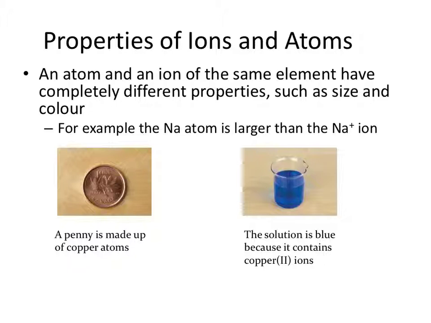We also had another example last year when we discussed and looked at what happens when you put aluminum foil in copper(II) chloride. In that experiment, we created elemental copper through that reaction, and we clearly showed, as in the pictures below, that copper atoms are quite different from copper(II) ions.